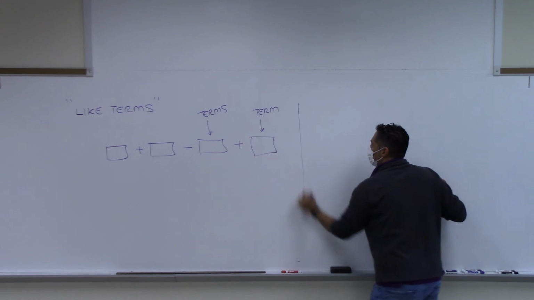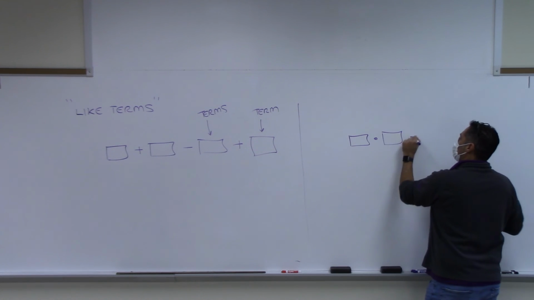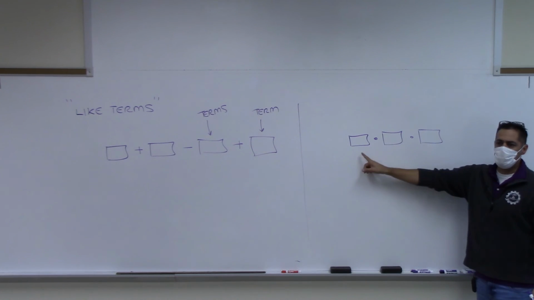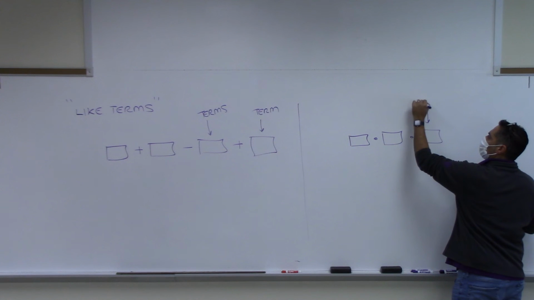That's not the same as this. If I have something times something times something, do you know what we call these? These are not called terms anymore because there are multiplications in between them. Do you all know what they're called? They're called factors.